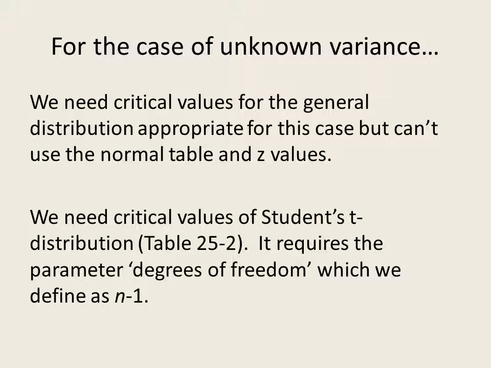For the case of an unknown variance, the previous case involved a known variance, but now if we have an unknown variance, you don't know that much about the population, and this is the most common case. In that case, we can't use the normal table and the z values. Instead, we have to use Student's t distribution, which is available to you as Table 25-2, and it requires a new parameter you haven't used before, which we'll define as n minus 1, and that's the degrees of freedom, which depends on the sample size.